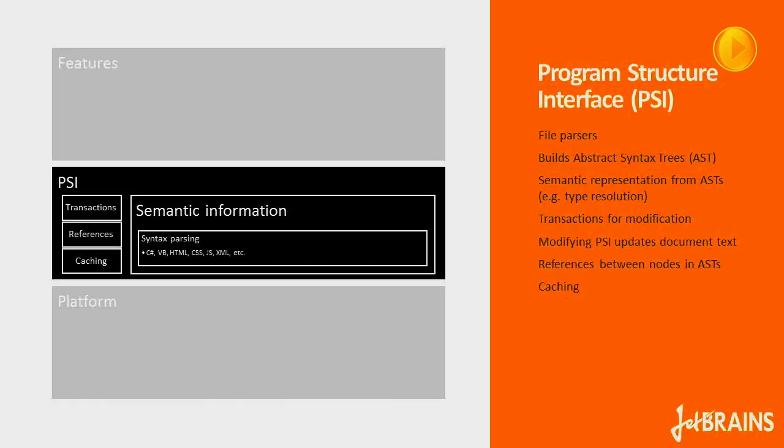So if you want to modify the tree, you have to start a transaction. You can make your modification and then complete or roll back the transaction, and that then will update the underlying document text. It also has support for the references between nodes. So your control-click navigation, your find usages, and your renames will work based on those references. And also supports caching. So this is the area of the code which is responsible for the information that gets stored in the _ReSharper directories.